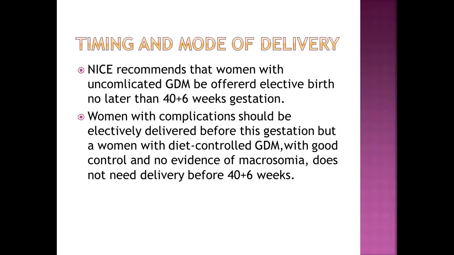If fetal-maternal monitoring is reassuring and there is no complication, you can continue the pregnancy up to 40 plus 6 days. Women with a complication should be electively delivered before this gestation, but a woman with diet-controlled GDM with good control and no evidence of macrosomia does not need delivery before 40 weeks, 40 plus 6 days.